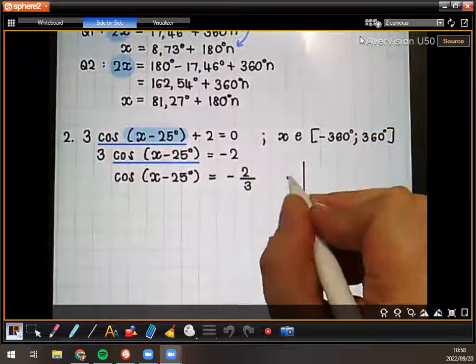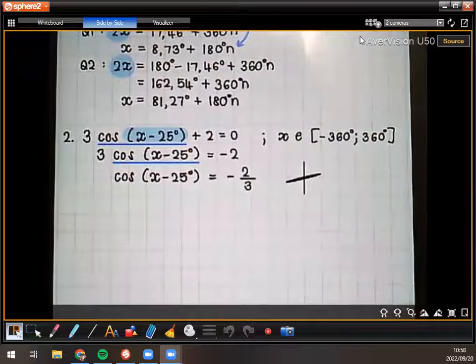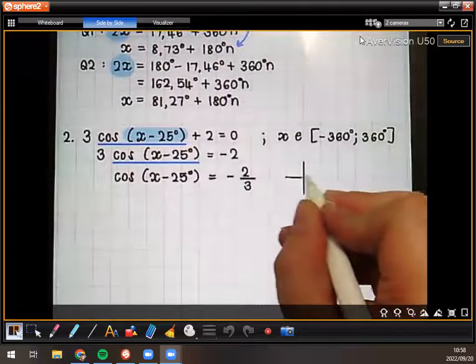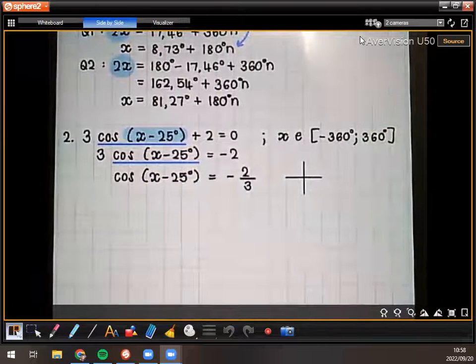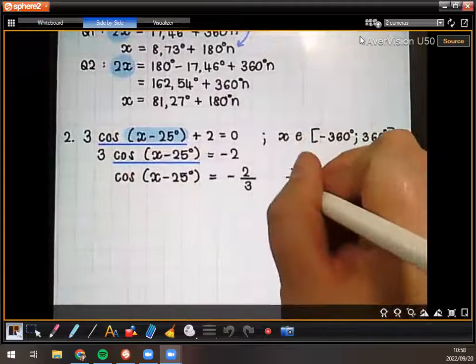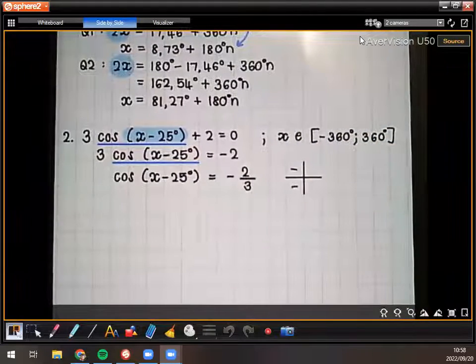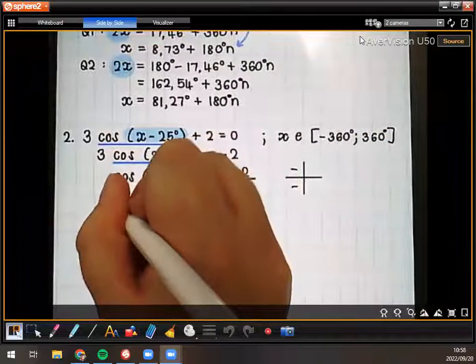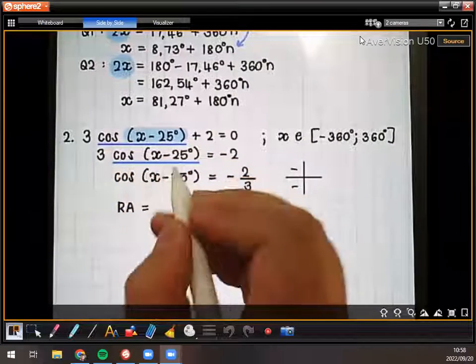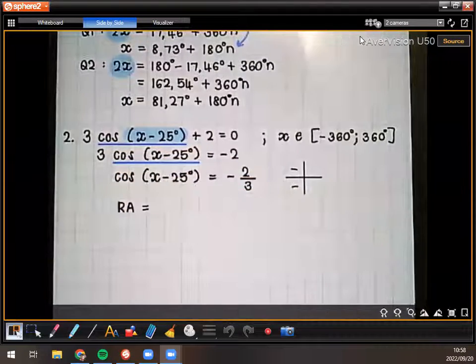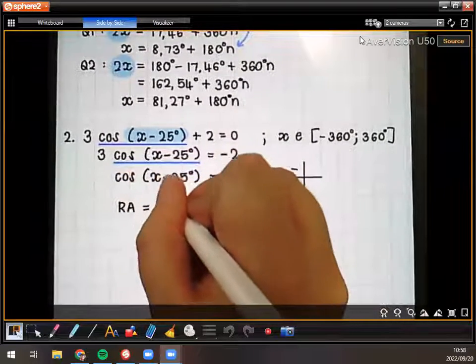All right, so you can draw your little Cartesian plane. Here we go. Where is cos negative? 2 and 3. To find your reference angle, just like we did before, it doesn't matter that the angle is complicated. The reference angle is still the same thing.